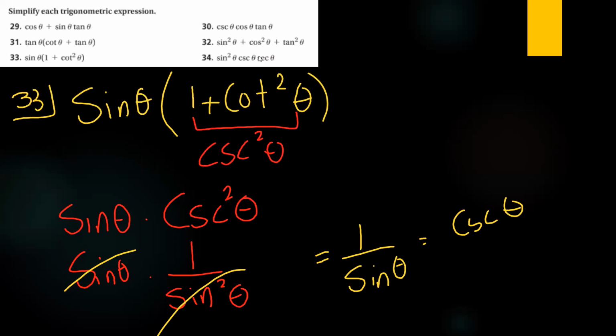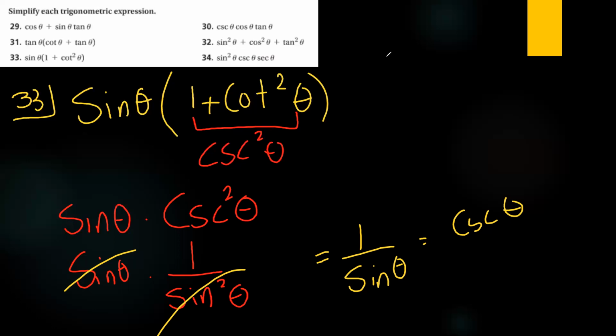Now number 34. Teacher, since cotangent is equal to cosine over sine, can I do this one? Yes, you can. Teacher, if we have cotangent squared, the answer will be cosine squared over sine squared, or no? Yes. Yeah, okay. Thank you.